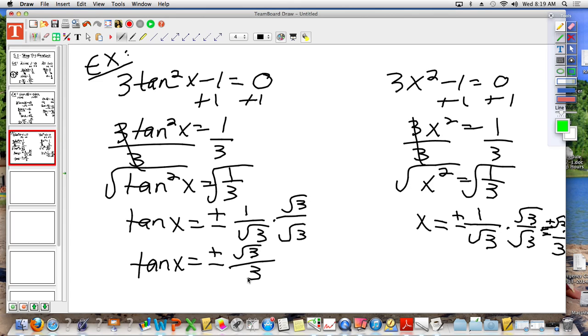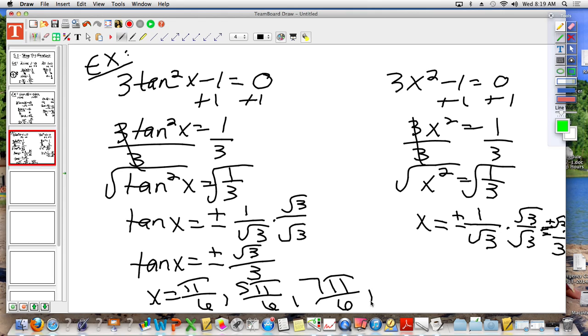So look at your tables and figure out where the tan value is either a positive or a negative square root of 3. Yes, instead of two answers, you're going to have four answers. Pi over 6, 5 pi over 6, 7 pi over 6, and then 11 pi over 6. All the denominators are 6s.